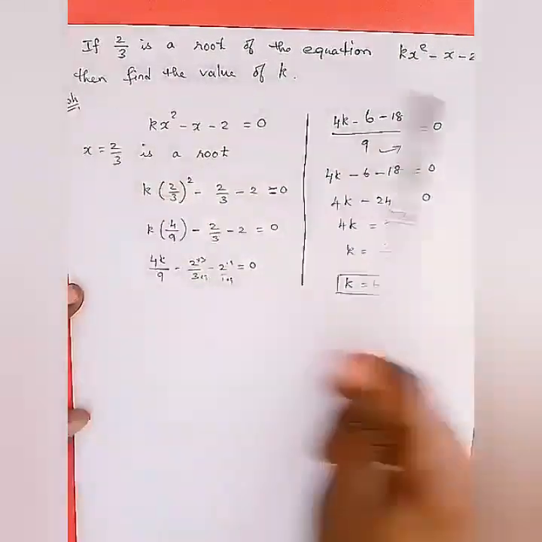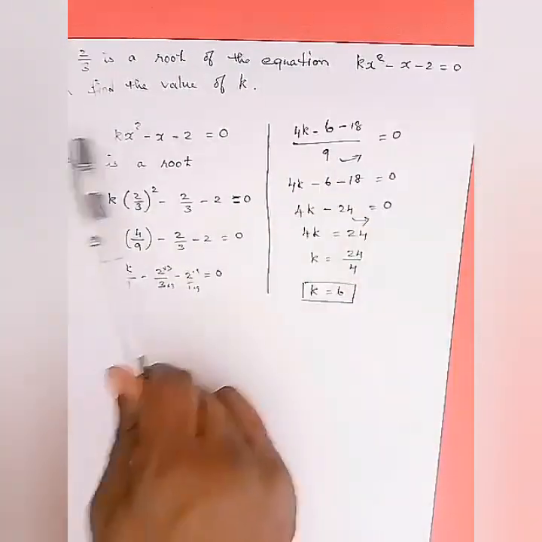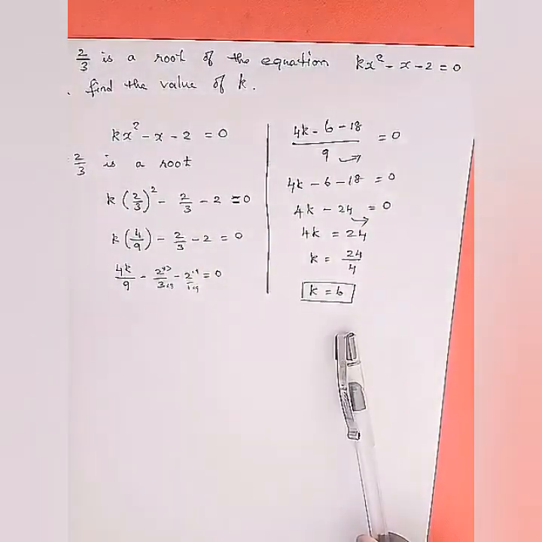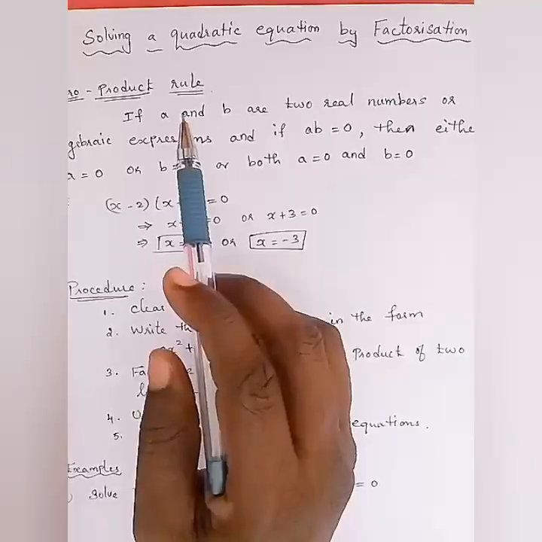So if 2 by 3 is the root of this equation, they asked to find the k value. So k value is 6. Hence we found the answer.